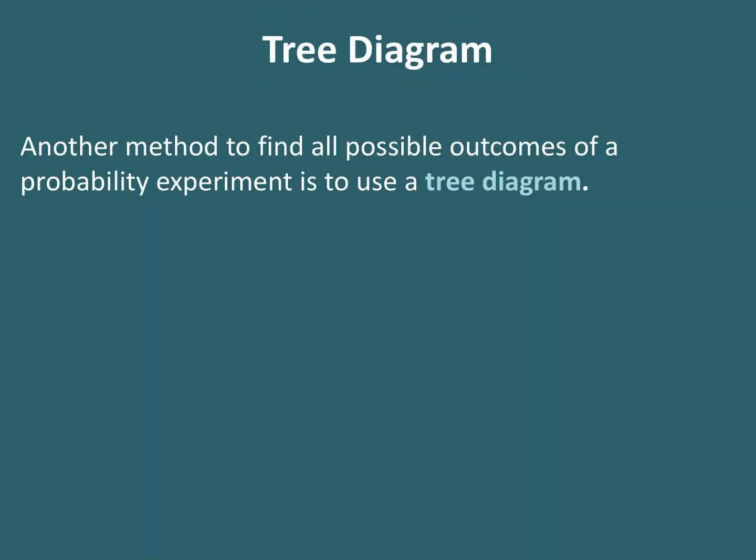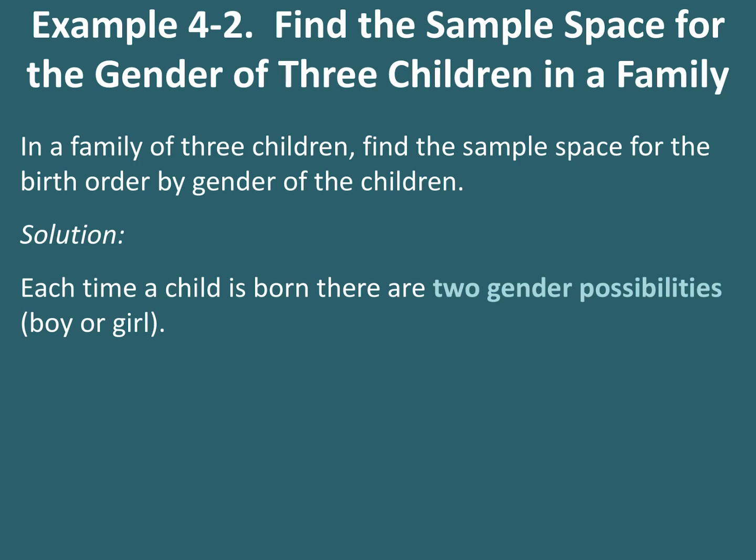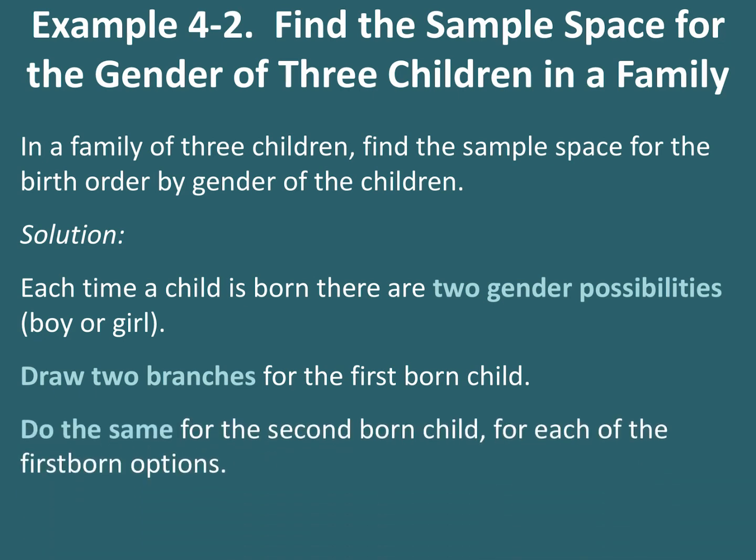Another method to find all possible outcomes of a probability experiment is to use a tree diagram. For example, in a family of 3 children, find the sample space for the birth order by gender of the children. To do so, each time a child is born, there are two gender possibilities. We draw two branches for the firstborn child. We do the same for the secondborn child for each of the firstborn options. And then we repeat for the third child.